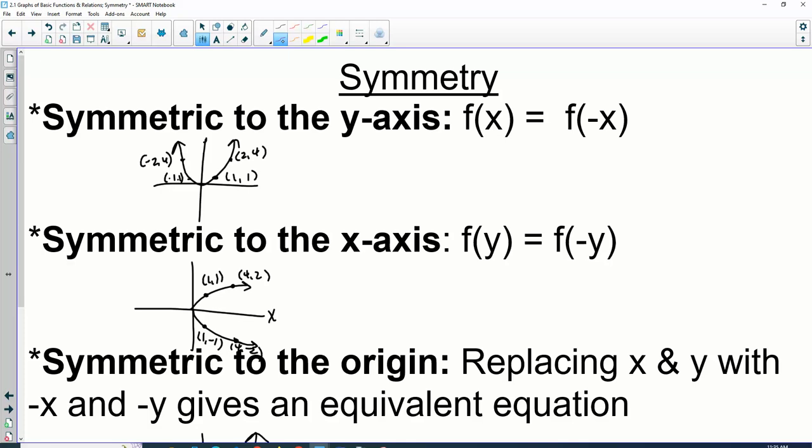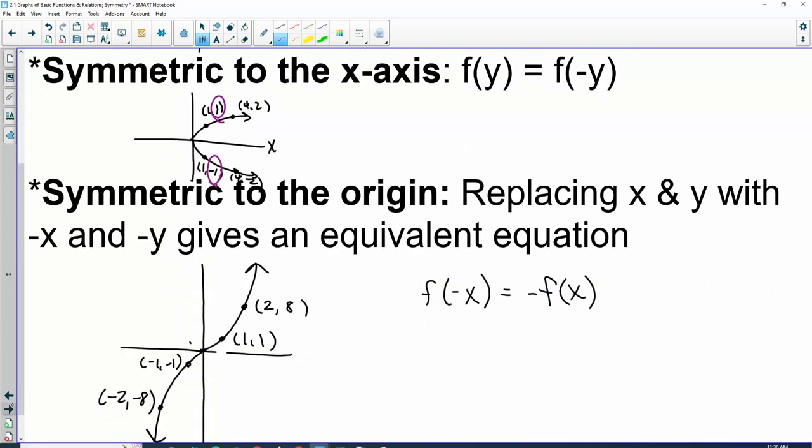when x is positive and negative, you get the same y value out. So y for a positive x and y for a negative x are the same. Another way of saying that, f of positive x is equal to f of negative x. If we put in a negative x to our equation, we get the exact same answer out. If it is symmetric across the x, when x is a number, you get both the positive and negative y. So if I put in a negative y, I get my exact function back.